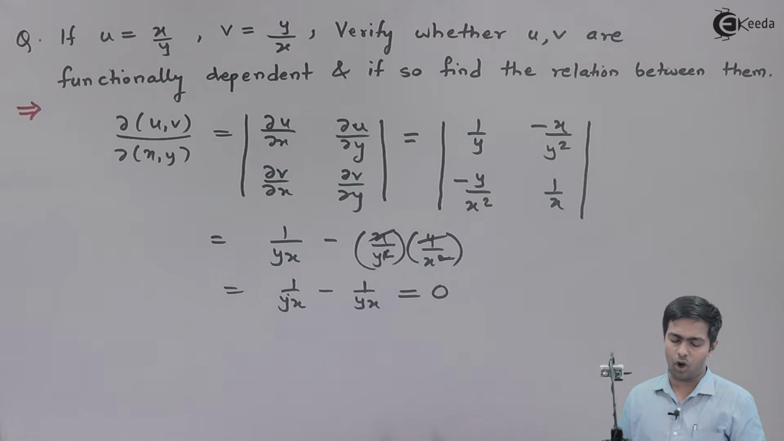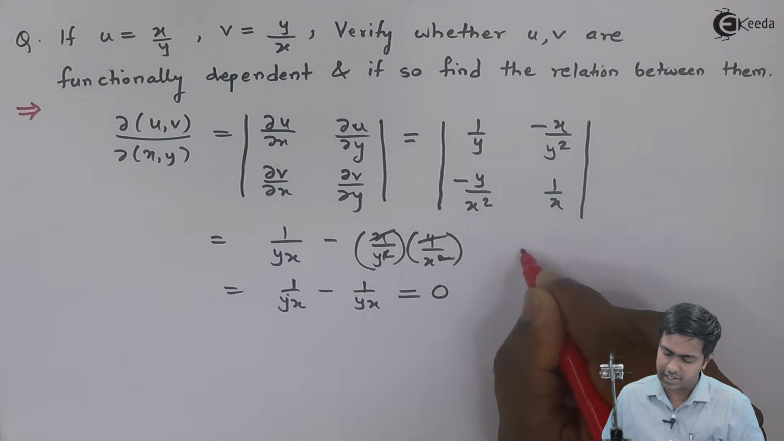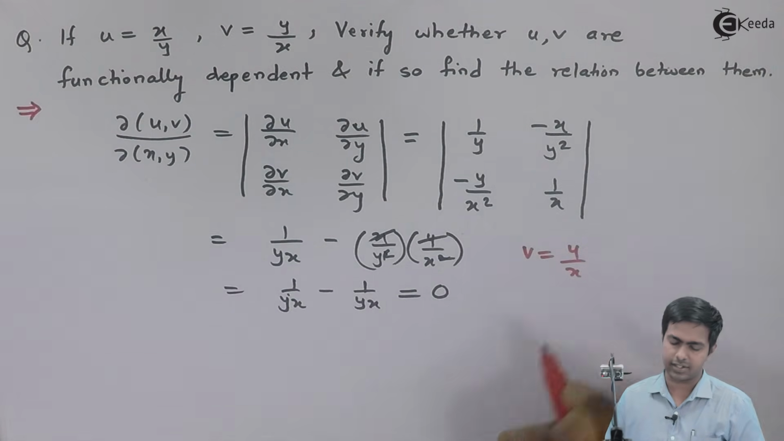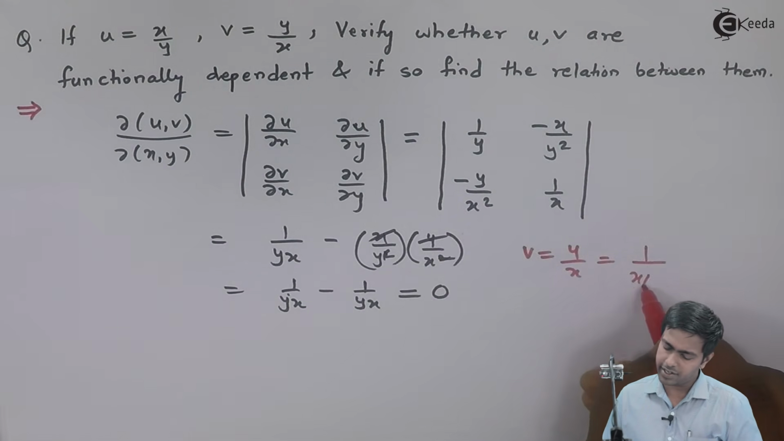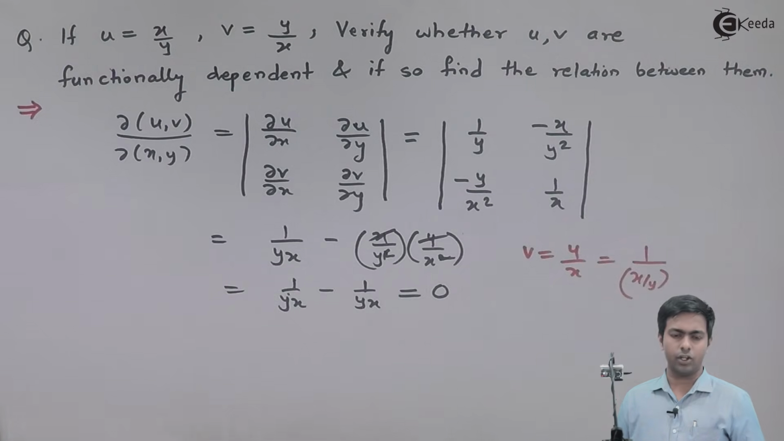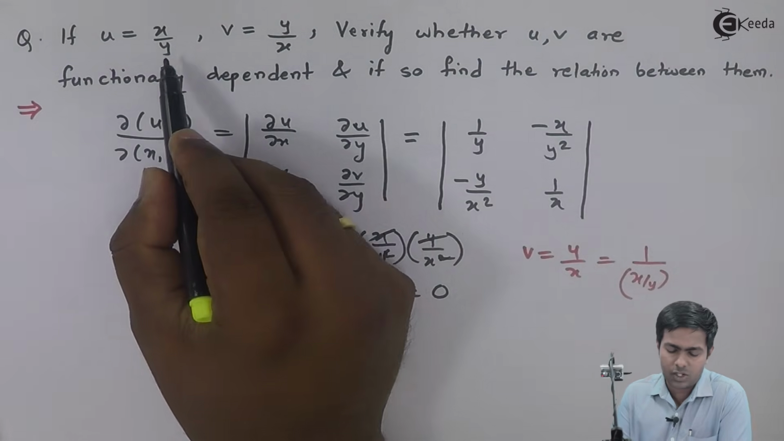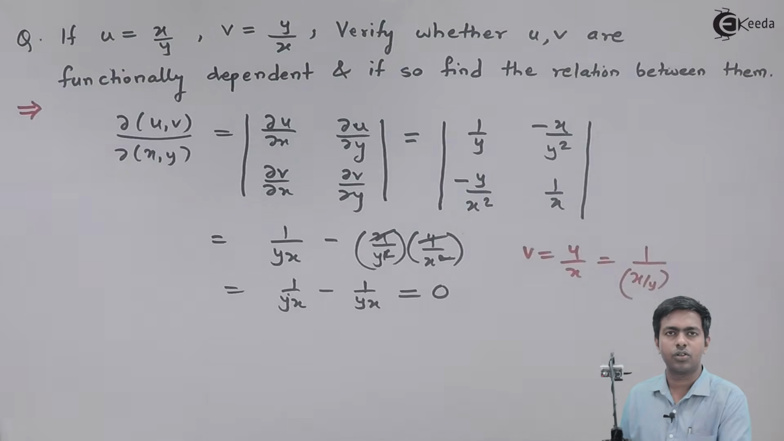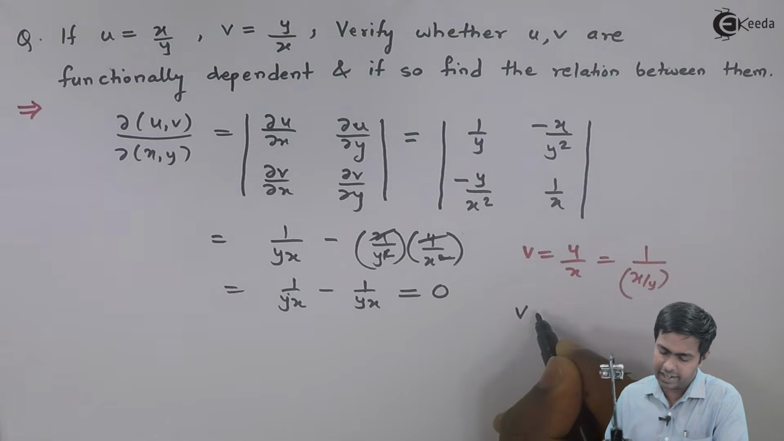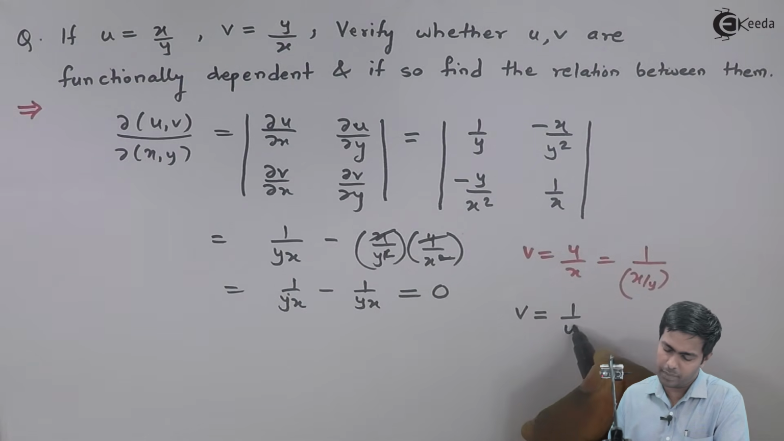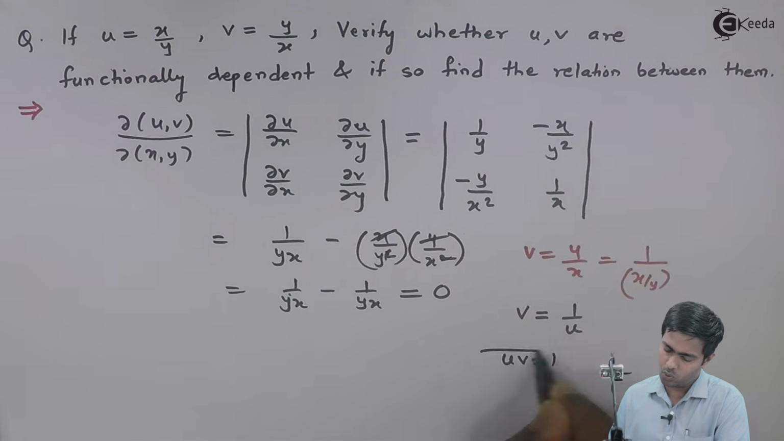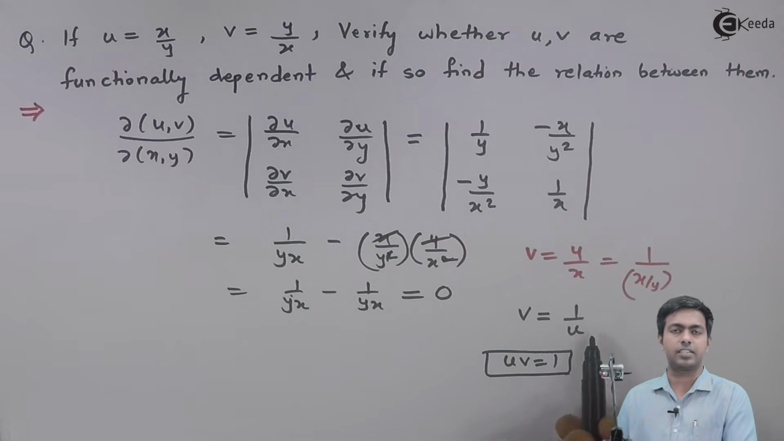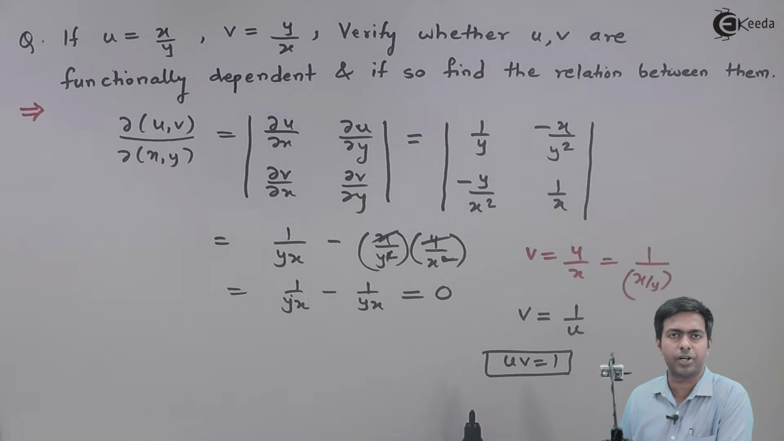So here if you observe, v is given as y by x. Now if I write this as 1 upon x by y, then you can say that x by y is nothing but u. So it clearly indicates that v is equal to 1 by u, or I'll say uv is equal to 1. And this is nothing but a functional dependence between u and v.